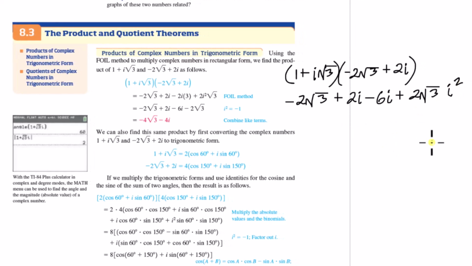So, okay. You have minus 2 root 3 minus 2 root 3, so minus 4 root 3, and then plus 2i minus 6i, that's minus 4i. So there we go. We multiplied two complex numbers in rectangular form and got a new complex number in rectangular form. All right? But now they want us to look at what if we first converted these two complex numbers to polar form and then multiplied them.